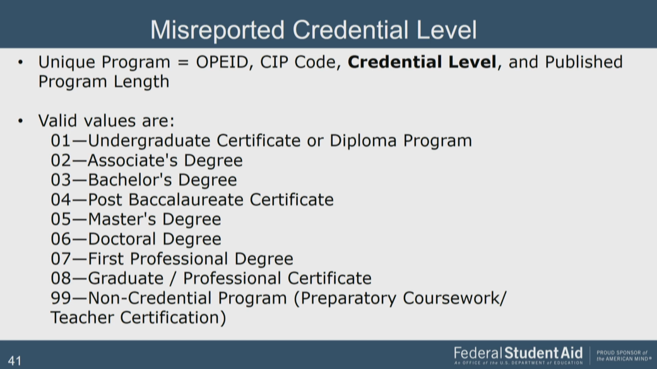In college scorecard, the credential level is part of a string of data elements like the OPEID, CIP code, credential level, and the published program length, which all of them together, when they're combined, define what the scorecard calculations define as a unique program. As a result, when credential level is misreported, this has the potential to throw off your institution's program level calculations in the scorecard. But an incorrect credential level can also potentially affect a student's eligibility for interest subsidies. So we want to make sure that we get those right whenever we can.